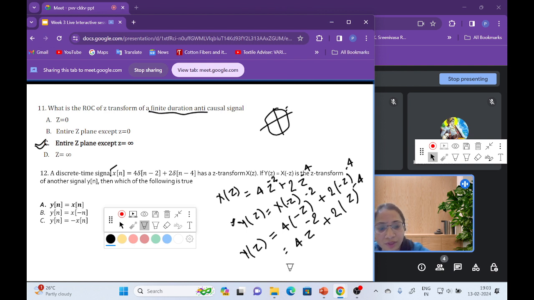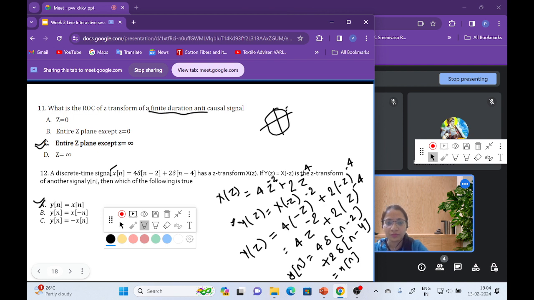So if you take the inverse of this Y of z in the time domain, that will be 4 delta n minus 2 plus 2 delta n minus 4, which is equal to x of n. So what will be the correct answer? The correct answer is y of n is equal to x of n. So the correct option will be A only.